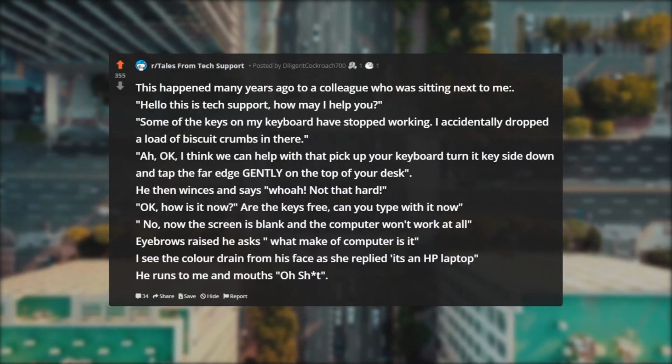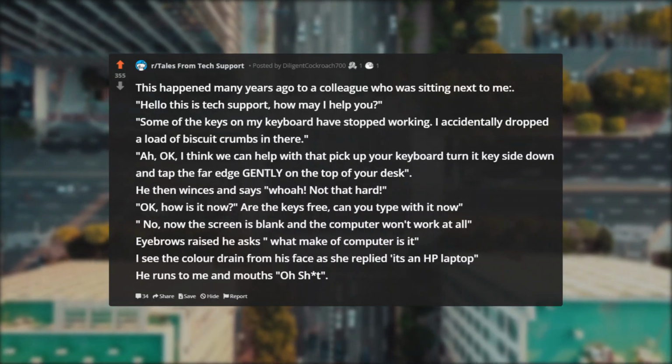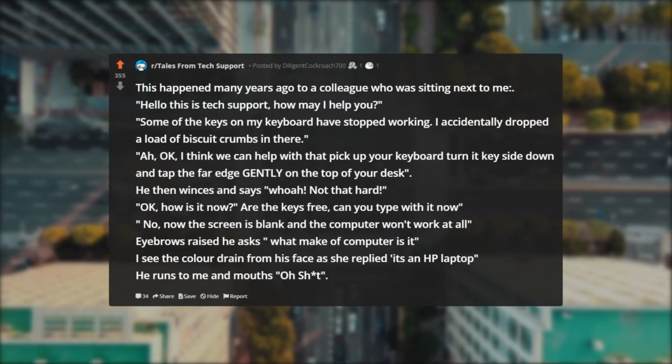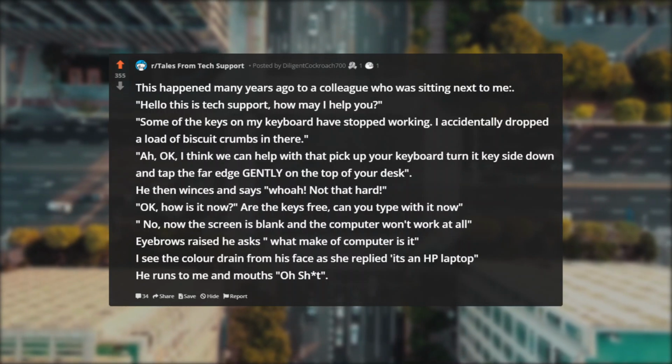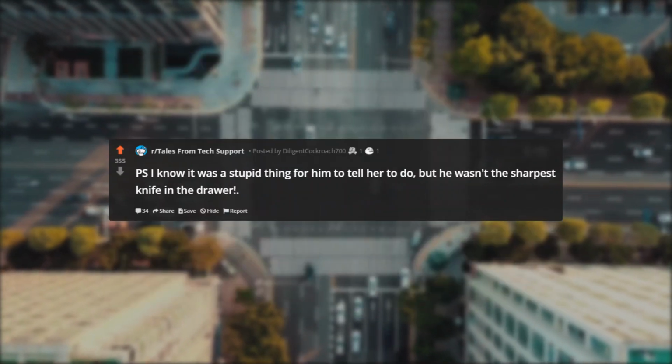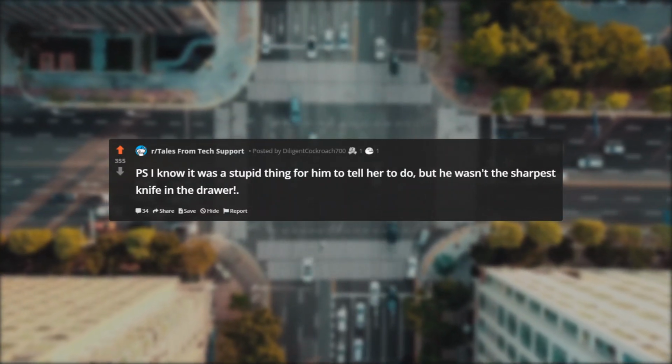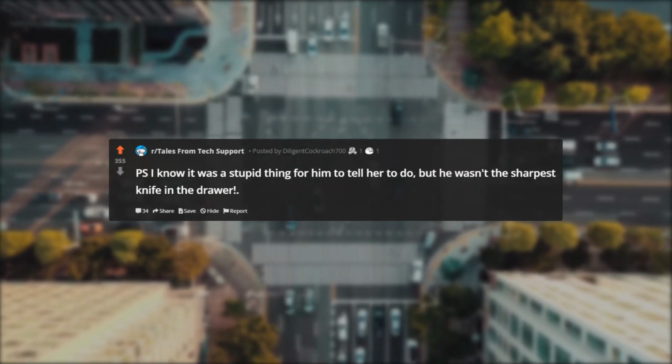Eyebrows raised, he asks, "What make of computer is it?" I see the color drain from his face as she replied, "It's an HP laptop." He runs to me and mouths, "Oh sh*t." P.S. I know it was a stupid thing for him to tell her to do, but he wasn't the sharpest knife in the drawer.